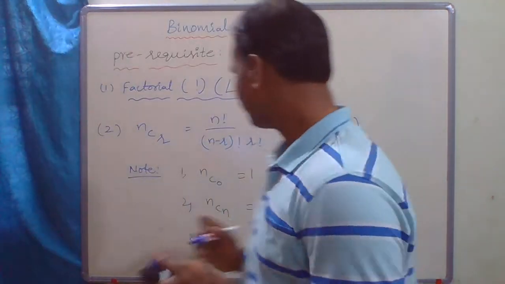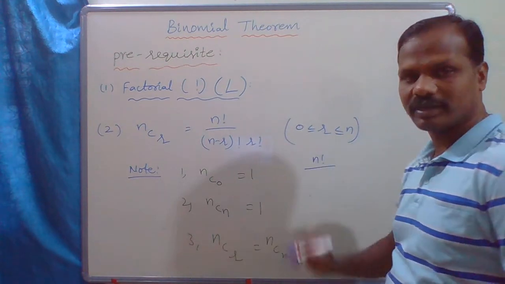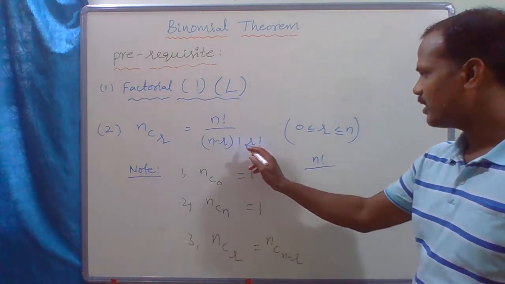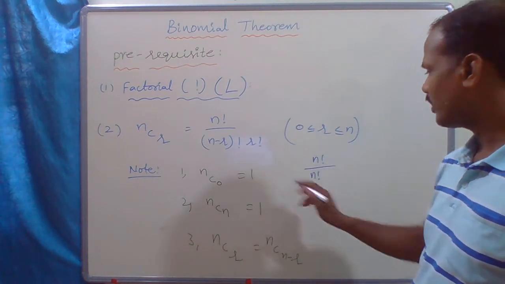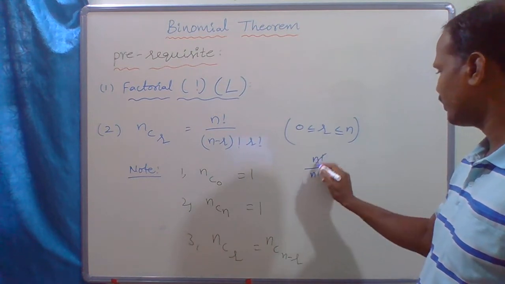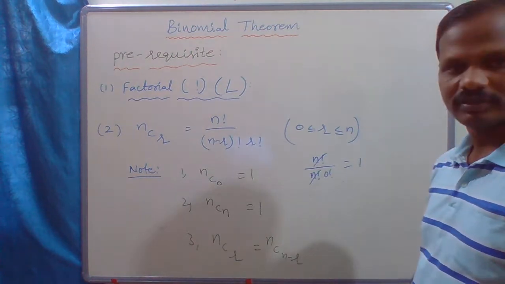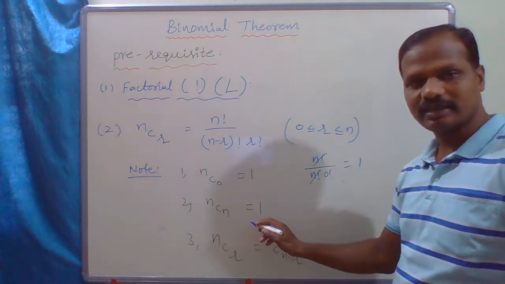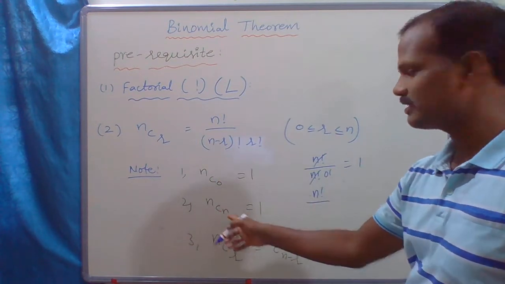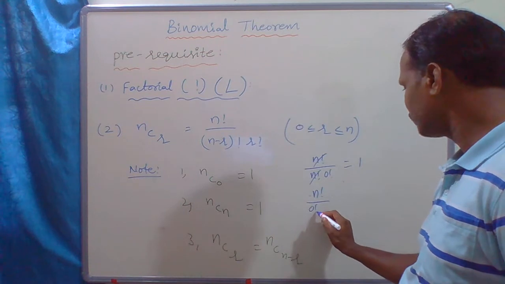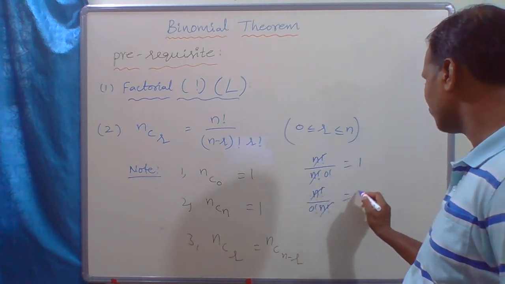How? What is the formula? NCR equal to n factorial by n minus r factorial into r factorial. Here n minus 0 is n, so n factorial, and r factorial means 0 factorial. So n factorial will be cancelled. We know that 0 factorial is 1, so this is 1. Now NCN: n factorial by n minus n, which is 0 factorial, and r factorial, that is n factorial. So this is equal to again 1.